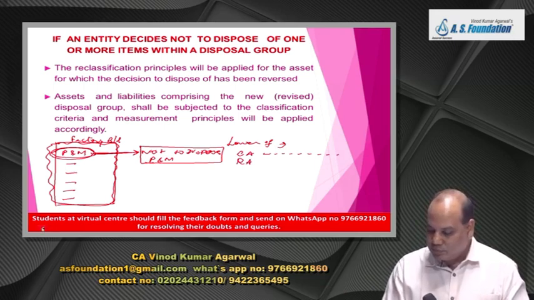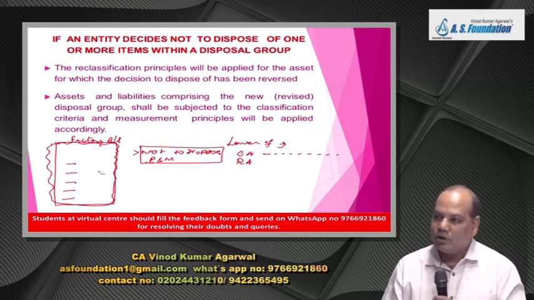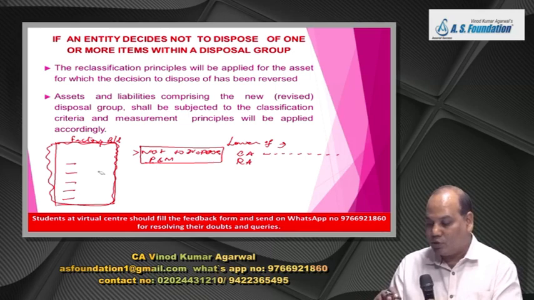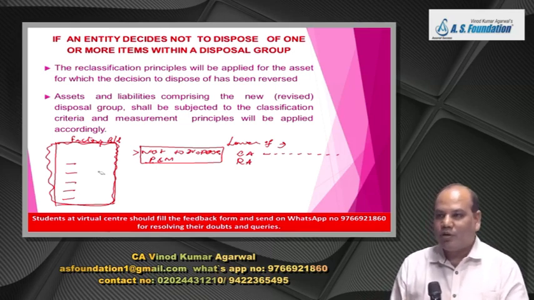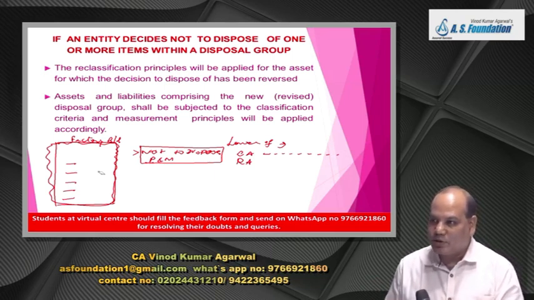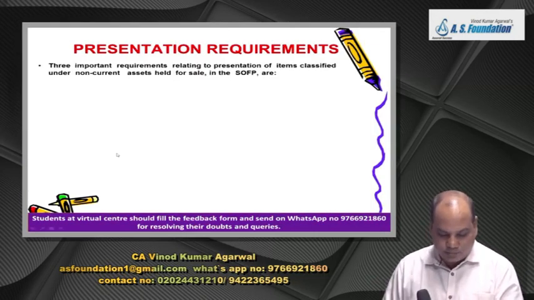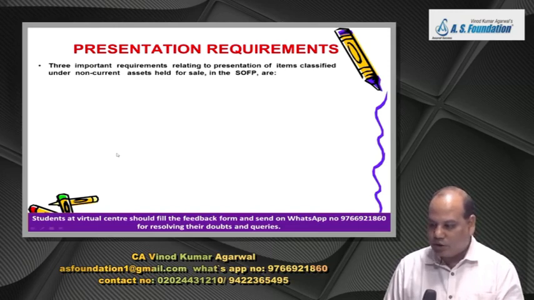Now this we have removed. So what is remaining? Remaining assets are there. Assets and liabilities comprising the new disposal group again will be subject to classification criteria, and measurement principles will be applied to the remaining group accordingly. So again you have to check whether this group fits into the definition of non-current asset held for sale. If yes, again you apply the measurement principle for the remaining group. Now the next few lines are pending: presentation and disclosure requirements.